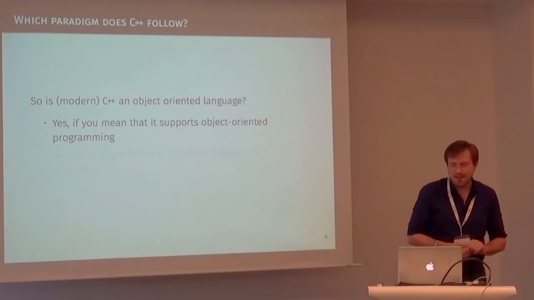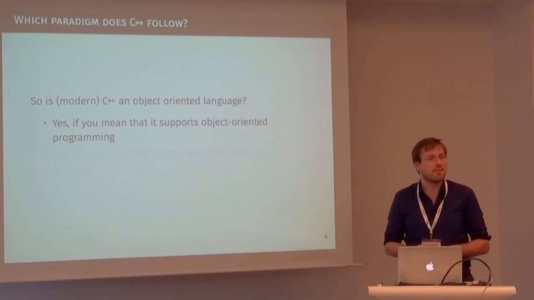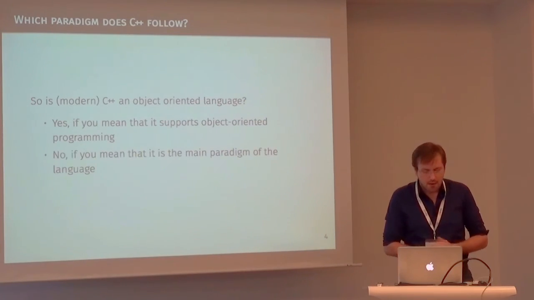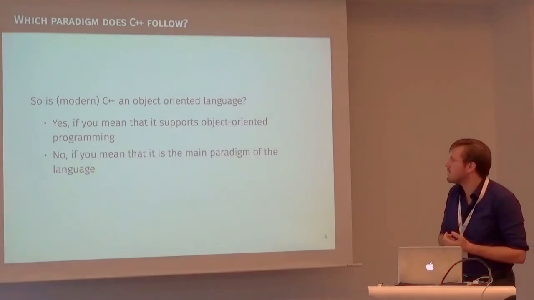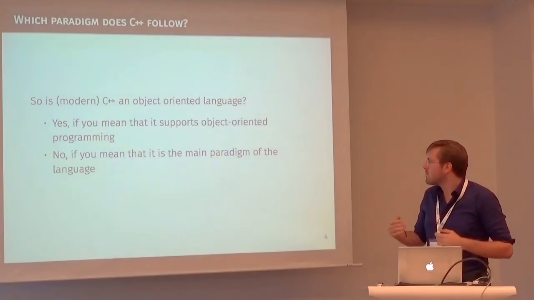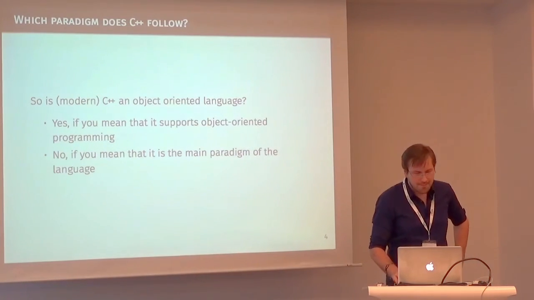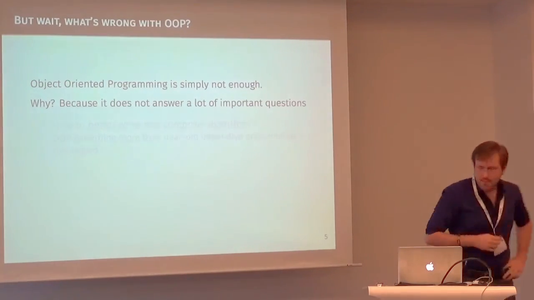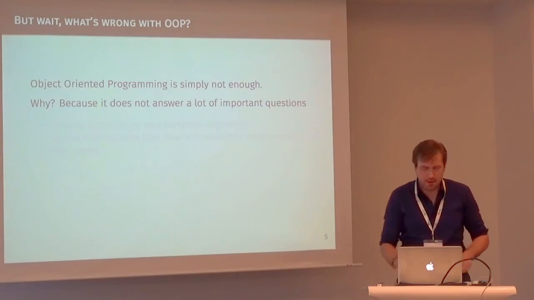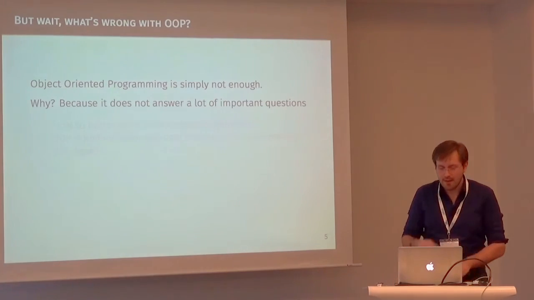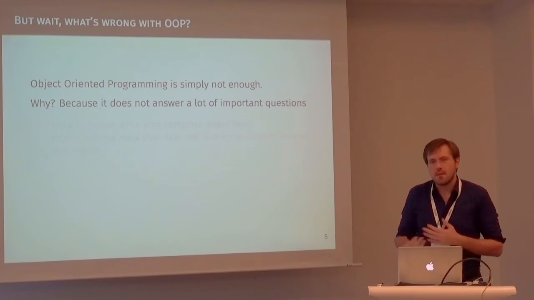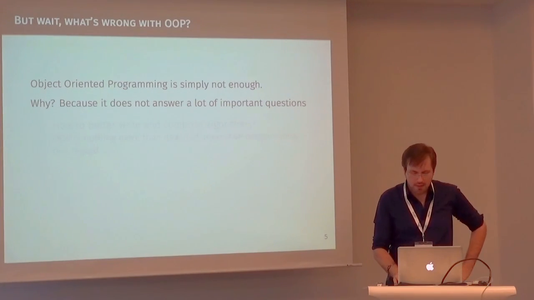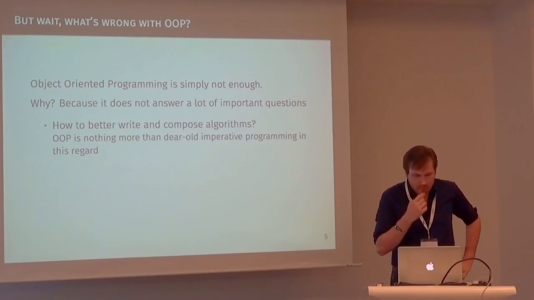So is C++ an object-oriented language? Yes, if you mean that it supports the paradigm, but no, if you mean that C++ programmers are forced or encouraged to follow the paradigm. But why? Well, what's wrong with object-oriented programming? It is simply not enough anymore, because there are a lot of questions, both design questions and algorithmic questions, that object-oriented programming does not answer. How to write and compose algorithms.